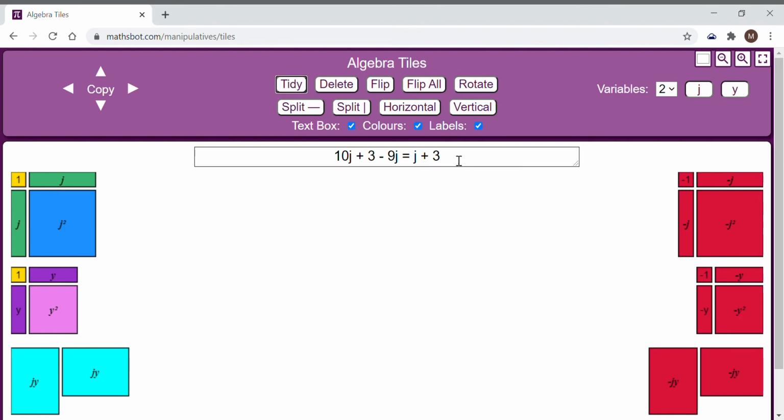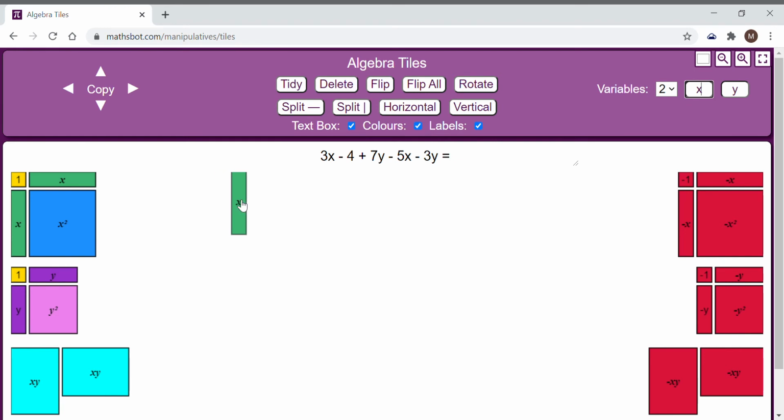Let's try another problem: 3x minus 4 plus 7y minus 5x minus 3y. And what is that equal to? So let's build it first. I'm going to change my variable back to x. And I need 3 x's. So 1x, 2x, 3x. Then I'm going to need 4 negative 1's. So let's build that. Negative 1, negative 2, negative 3, negative 4.